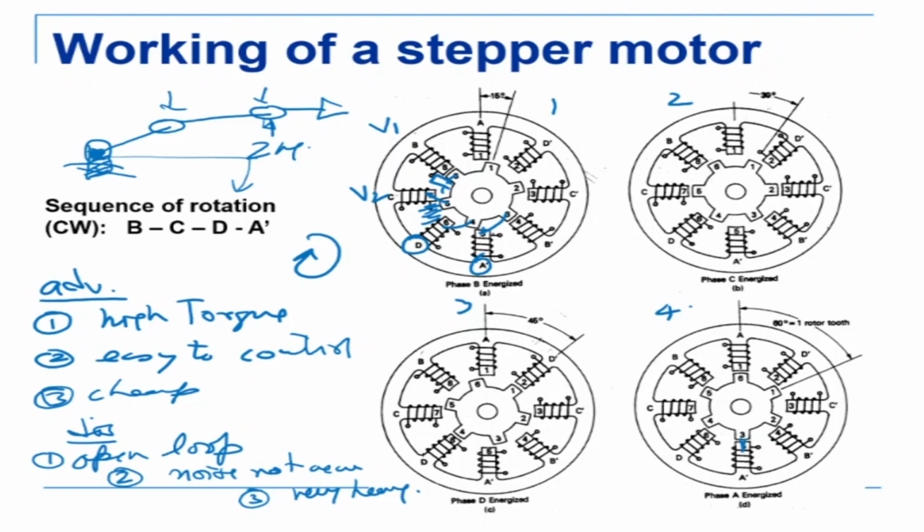But for doing small experiments, and if you're going to use the stepper motor in the base, which is not really carrying the weight, in that case, you can use a stepper motor. Advantages, of course, are high torque, easy to control, very cheap. Disadvantages are it's an open loop device, it picks up noise from other signals, other disturbances around it, and it is not accurate and it's very heavy. These are the disadvantages of the stepper motor.